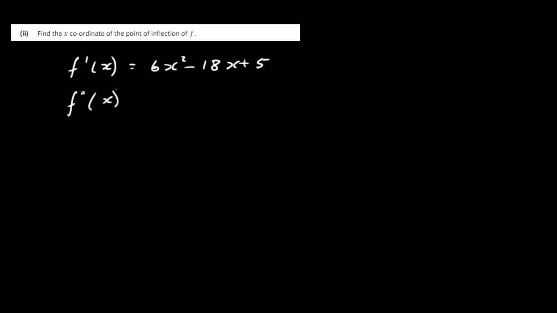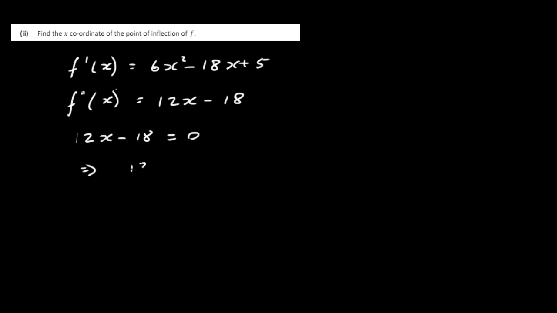Find the x-coordinate of the point of inflection of f. To find the point of inflection, we've got to differentiate twice. So from the previous question, we know that f prime x, the first differential, is 6x squared minus 18x plus 5. So let's differentiate again. So that's f double prime x is equal to 12x minus 18. So that's the second differential. What we need to do is let that equal to 0. So it's 12x minus 18 equal to 0.